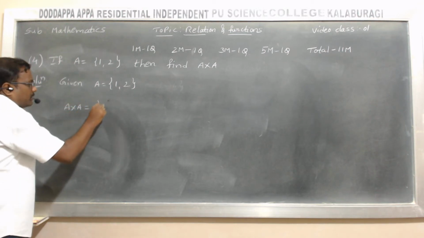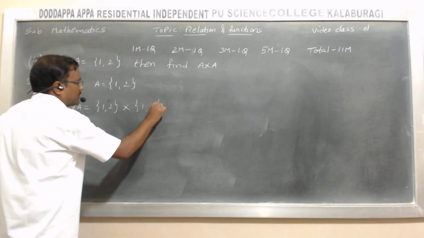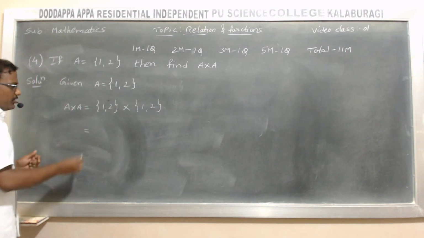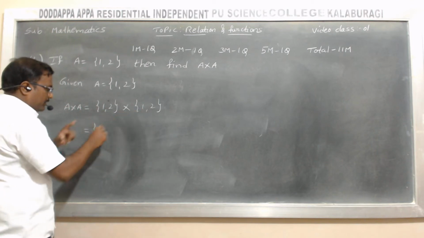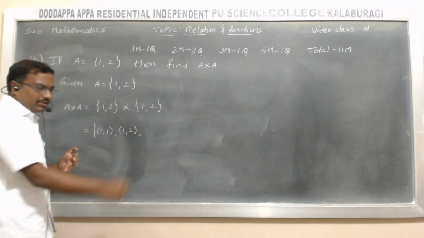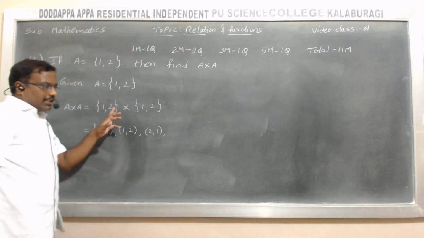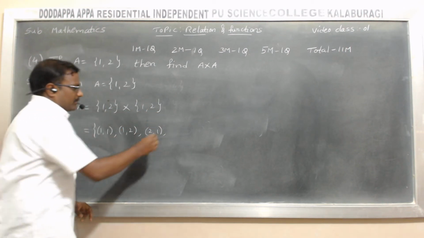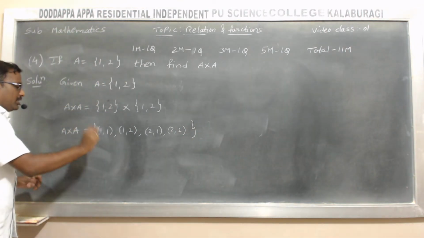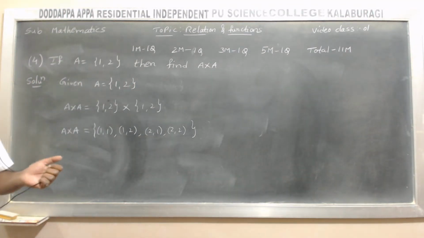Here A set is {1, 2} cross, similarly again A set is {1, 2}. Now as usual method you can find out Cartesian product. First element is related to first element, that is (1,1). First element is related to second element, that is (1,2). Similarly second element is related to first element, that is (2,1). Similarly second element is related to second element, that is (2,2). So we get A cross A is (1,1), (1,2), (2,1), (2,2). So we get the solution.